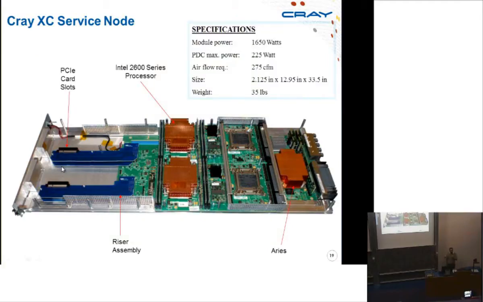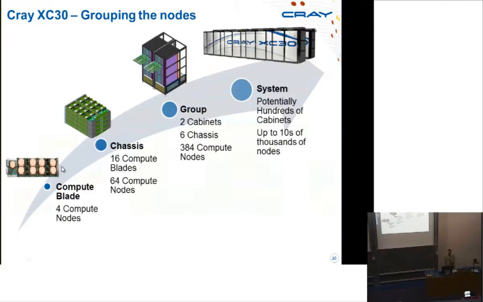Service nodes look quite similar, except they have the ability for expansion. Because they interact externally with extra services like Ethernet or InfiniBand, they have additional PCI Express slots. Again, they will have Intel processors attached to them, but they're not quite as dense as the compute nodes. So there is a difference in the hardware between compute nodes and service nodes, though it's not a particularly large one. So how do we group these up into a system?